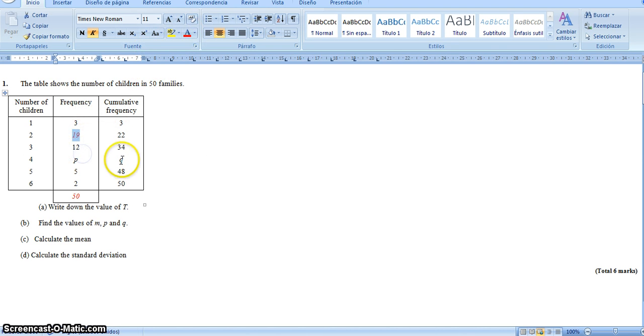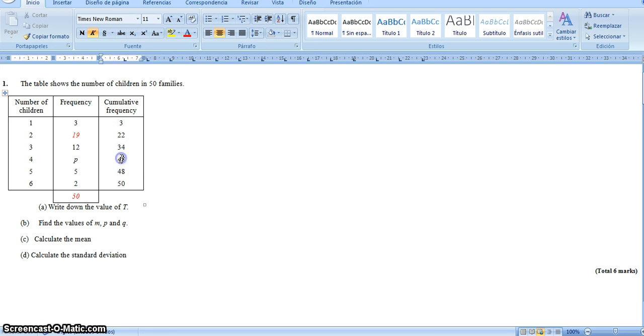Now let's take a look at the values of q and p. First, we must get q, and we are going to do that with the cumulative frequency, because look at this. We added q to 5 and we got 48. So obviously q is 48 minus 5, so 43.